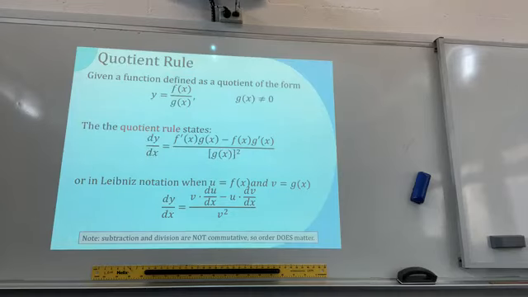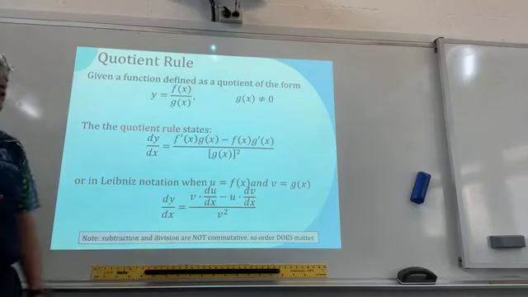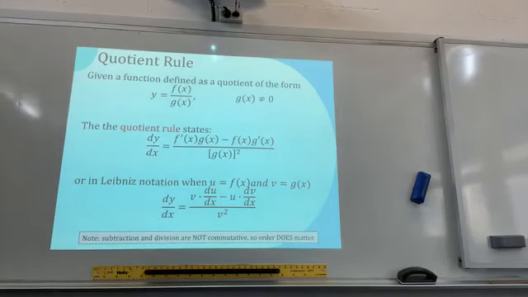Alright? Or in the Leibniz notation, dy/dx equals v du/dx minus u dv/dx, divided by v squared. Be very, very clear which one is u, which one is v. So in that case, you could say that that is u and that's v. Alright? So, u and v.